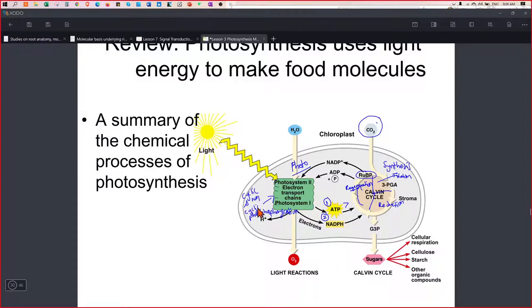Okay, so the non-cyclic photophosphorylation is what you learned last week. That is the Z scheme. The cyclic photophosphorylation, in general, is where the movement of the electrons goes in a cycle within photosystem 1 and the electron transport chain. When this happens, there's no NADPH produced, but you do get extra ATP produced. So these extra ATPs are needed because the Calvin cycle uses more ATP than NADPH, right?